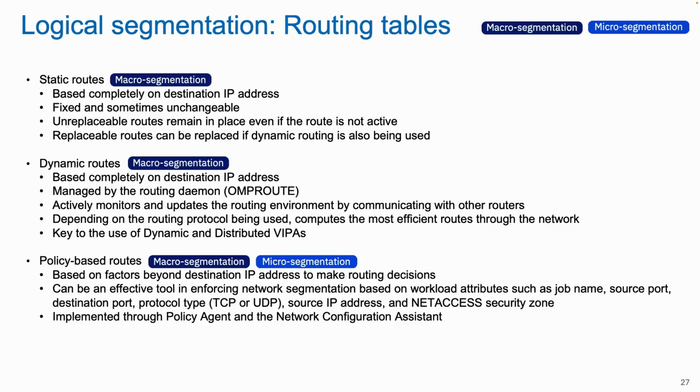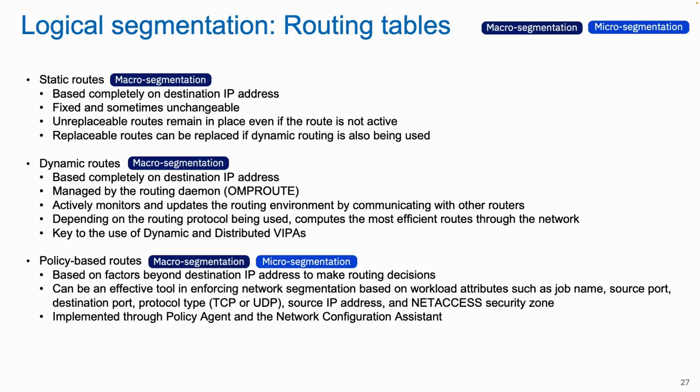So much more robust than the static routes. And this is a key feature that's used for the dynamic and distributed VIPAs that Mike talked about earlier as well. As those addresses can move around, we actually rely on the routing environment to advertise those addresses over whichever route is active. So static and dynamic routes are good for macro segmentation.